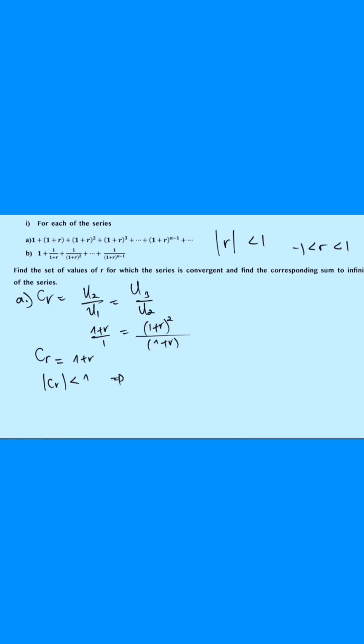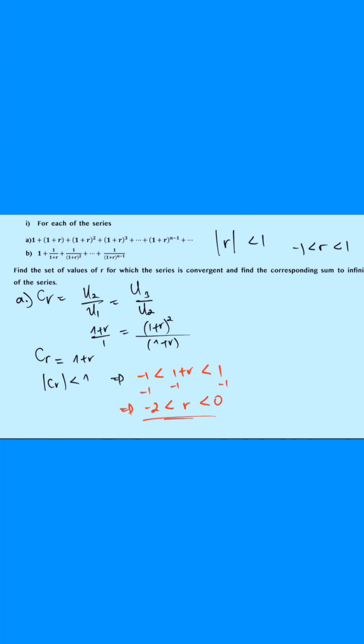So I'm just going to substitute it using this notion. Right over here, I'm going to have negative 1 should be less than 1 plus r less than 1, right? Then we work out the value of r by subtracting 1 on all the sides of the equation, so that this would be negative 2 should be less than r less than 0. That's the first one, right?